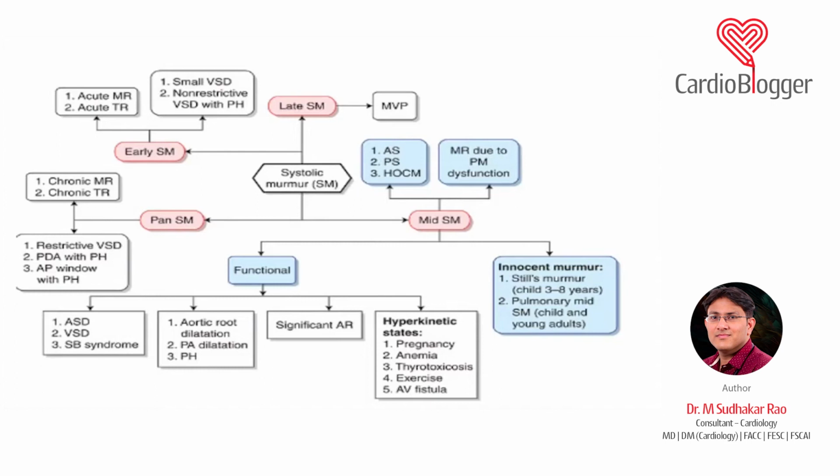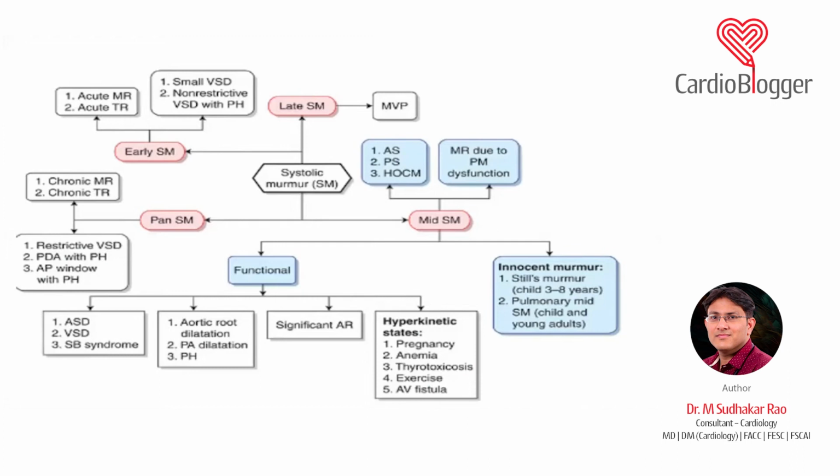Now let us discuss which murmurs are mid-systolic. Mid-systolic murmurs, as I already told you, can be functional murmurs or organic murmurs. There is one more thing, which is known as an innocent murmur, which we usually see in children 3 to 8 years old, heard in the pulmonary and the aortic area. Now they can be functional or organic murmurs.